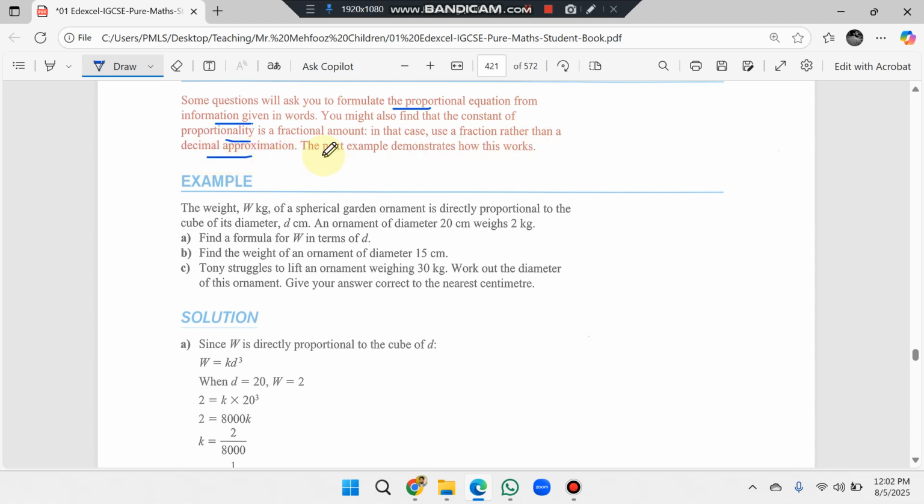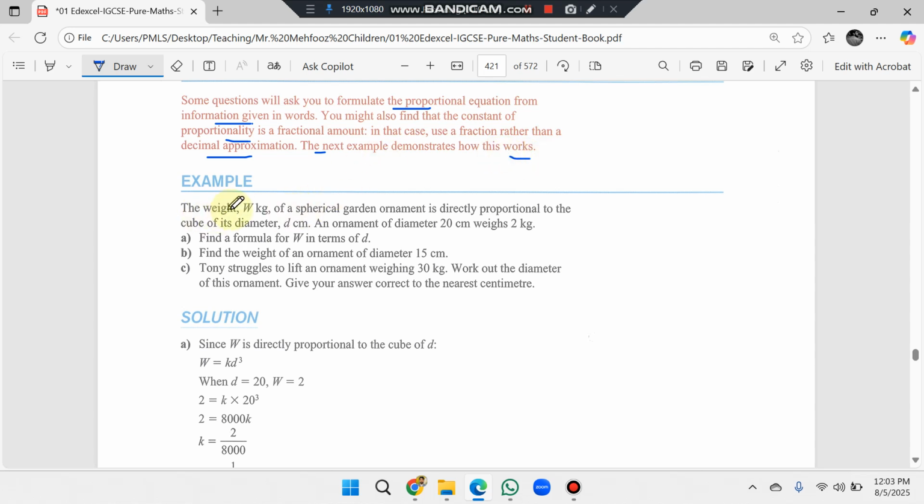In that case, use a fraction rather than a decimal approximation. So he is telling that in some questions, when we simplify and find the value of k, it is some fraction. When we use a calculator, we get a decimal approximation value, so we don't need to use the calculator in those types of questions. We have to use that fraction. The next example demonstrates how this works.